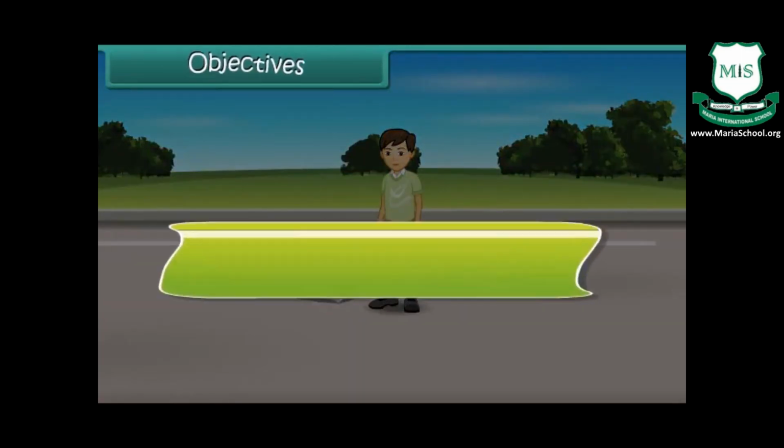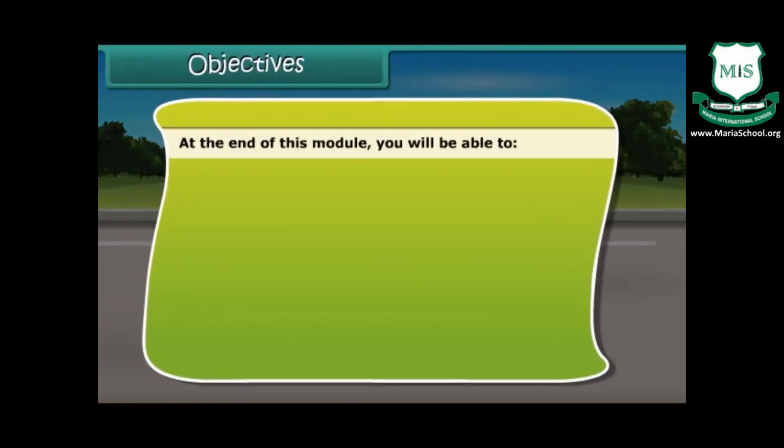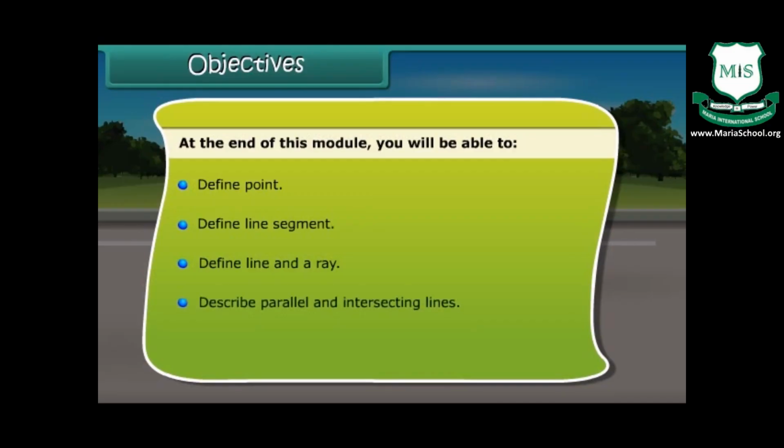Objectives. At the end of this lesson, you will be able to define point, define line segment, define line and a ray, describe parallel and intersecting lines, and identify an angle.